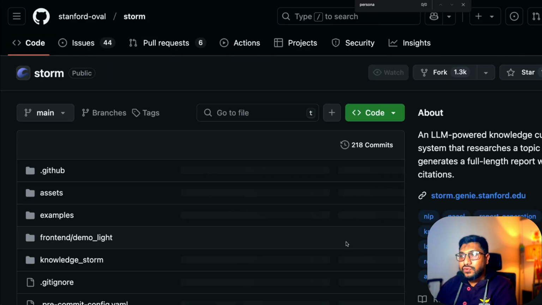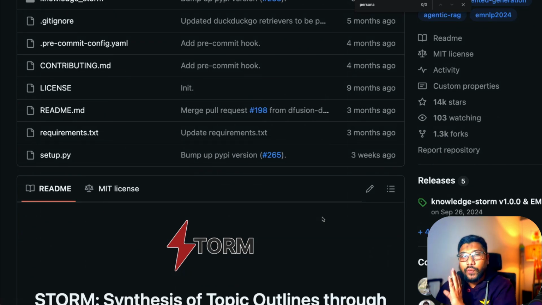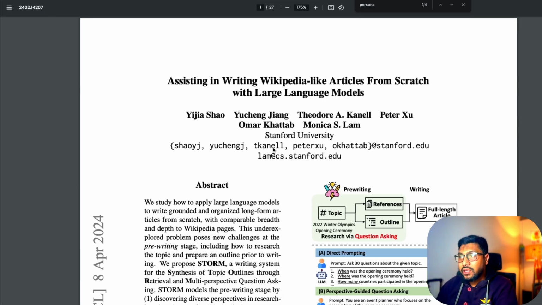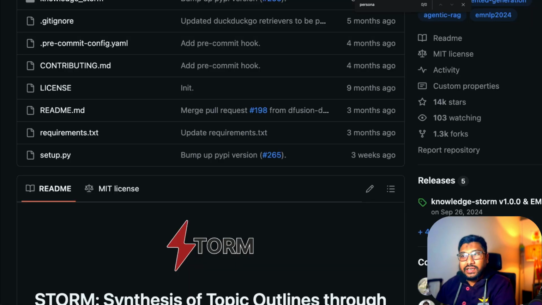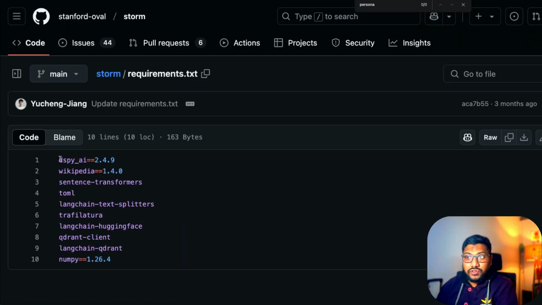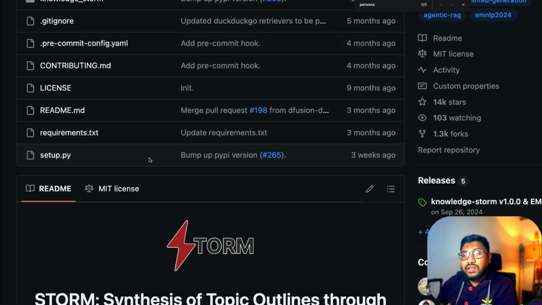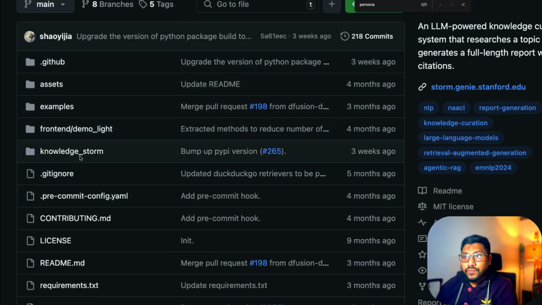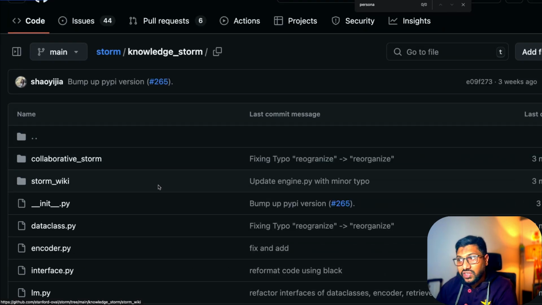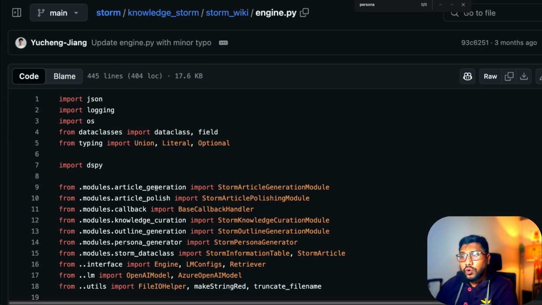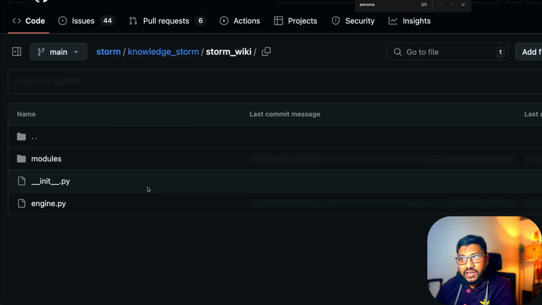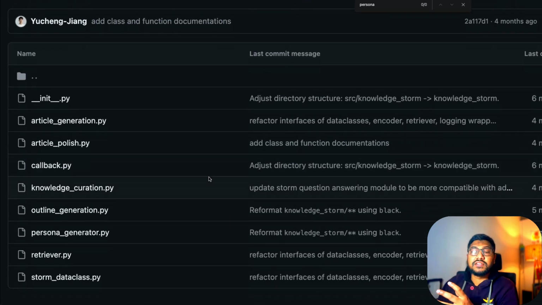There is Storm. And if you go see Storm, one of the things that would quite evidently look is you can see Omar Khattab, who is also actively involved in developing DSPy. So if you go to requirements.txt, you would naturally see DSPy as the first library. So the code base is heavily DSPy based. But also if you go to Knowledge Storm, then Storm Wiki, and then Engine, one of the things that you can see is how different LLMs are used. And if you go to modules, now you would start seeing the main sections of how Storm is used.